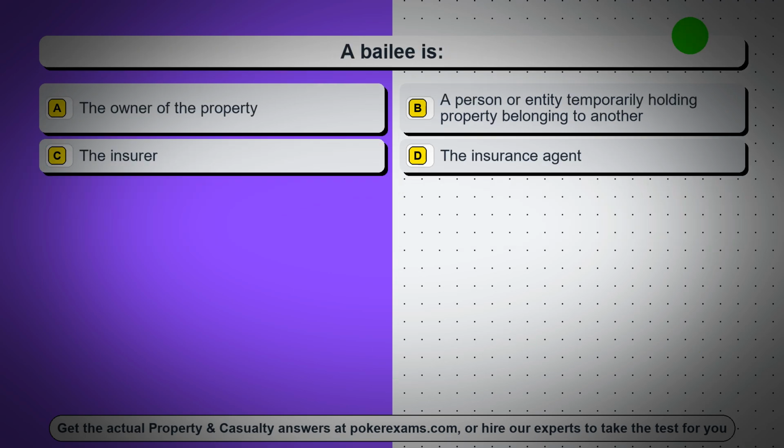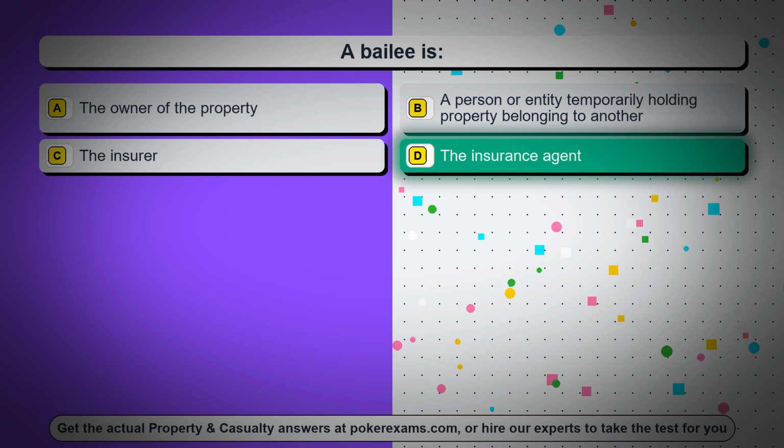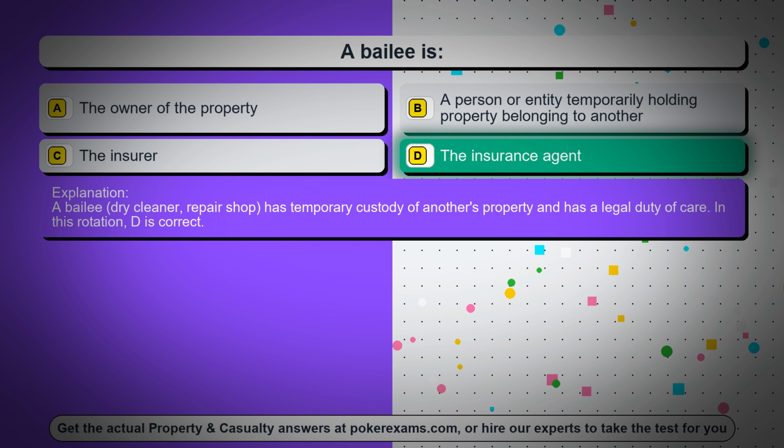Question 91. A bailee is: option A, the owner of the property; option B, a person or entity temporarily holding property belonging to another; option C, the insurer; option D, the insurance agent. The correct answer is option D, the insurance agent. A bailee, dry cleaner, repair shop, has temporary custody of another's property and has a legal duty of care. In this rotation, D is correct.